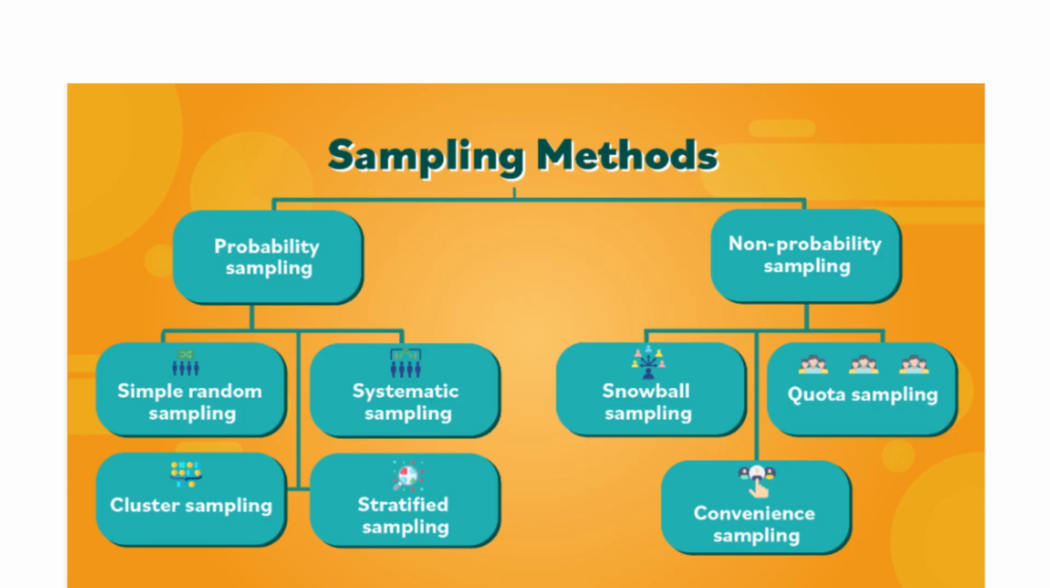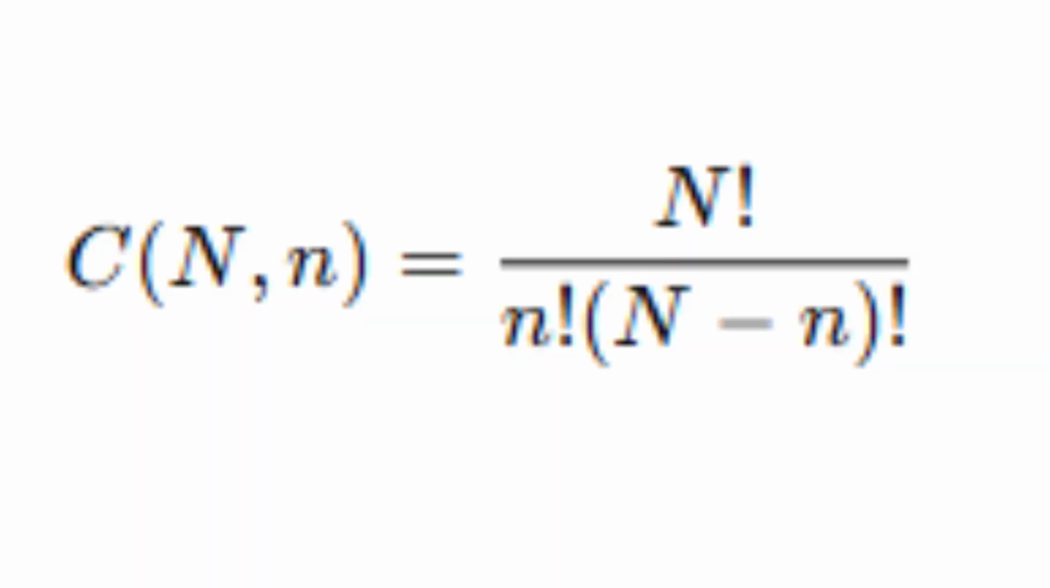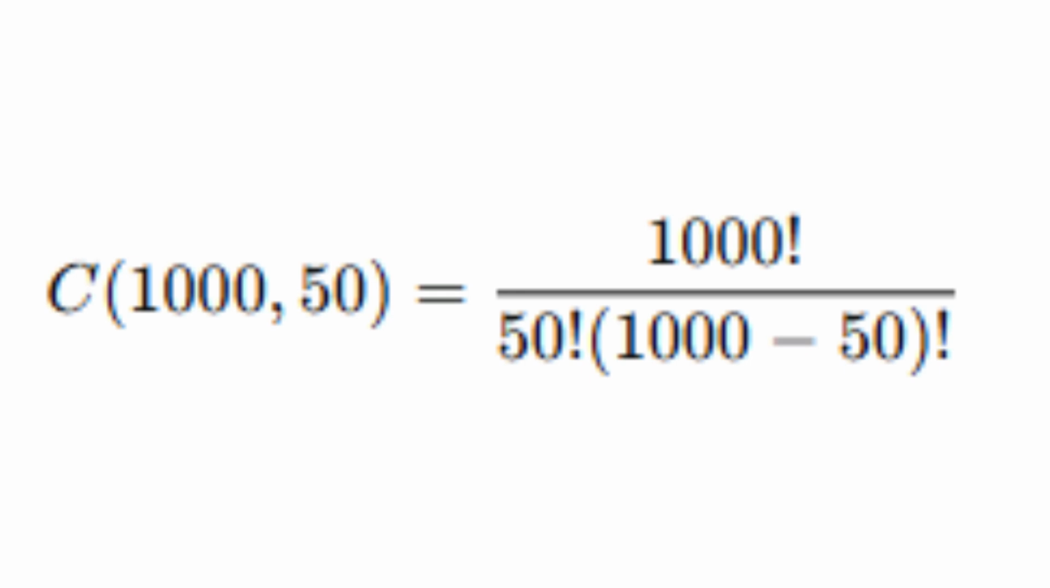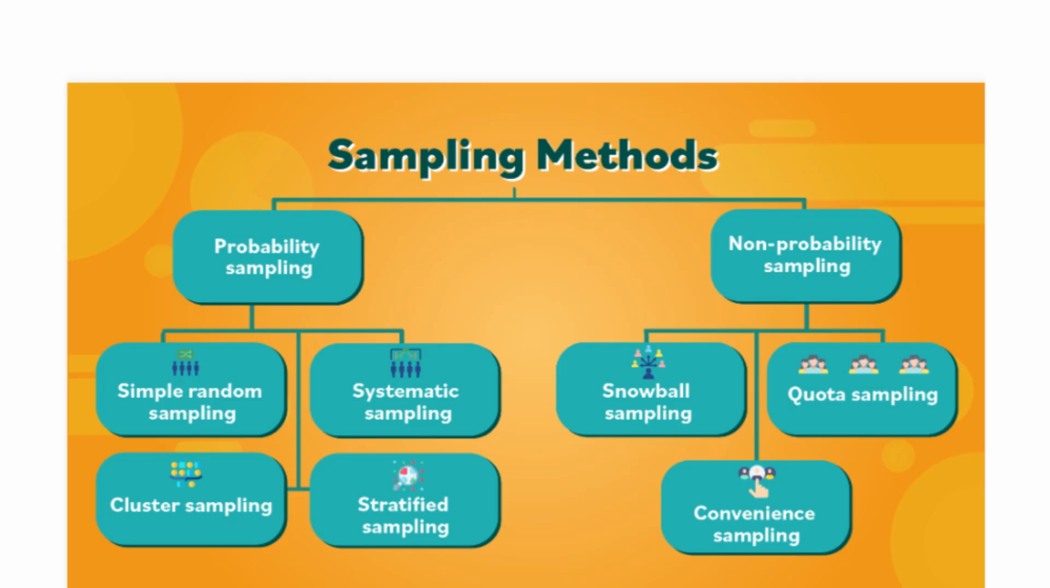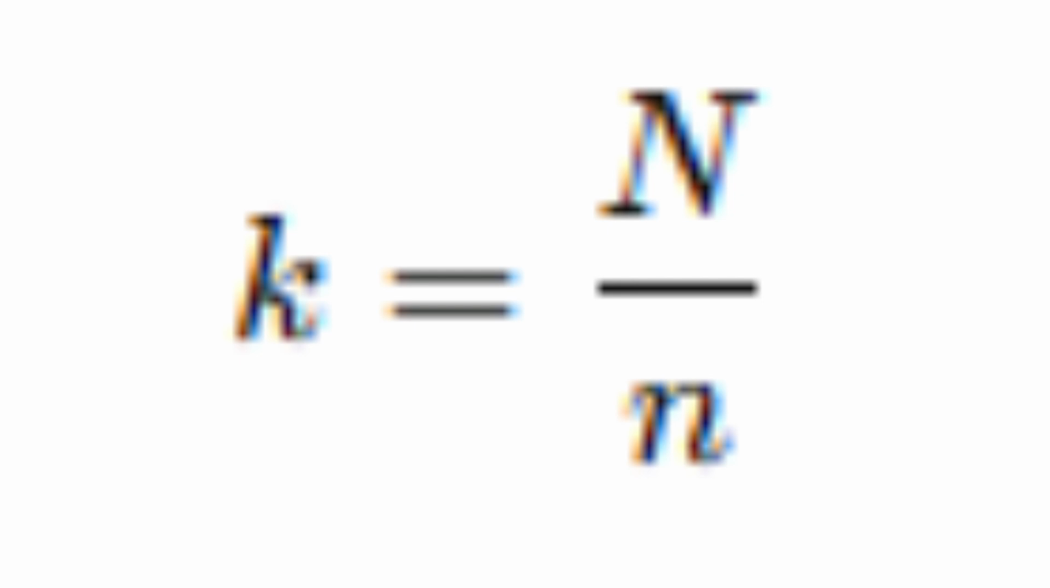This method ensures every member of the population has an equal chance of being selected. It starts with a random number generator or a lottery system, which is used to select individuals from the population. So an example would be drawing names from a hat or using a computer program to randomly select a list of people.